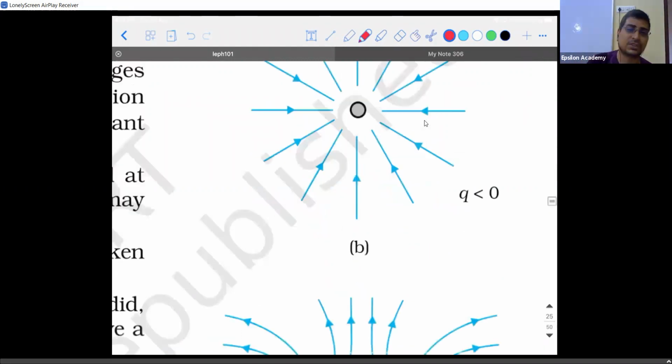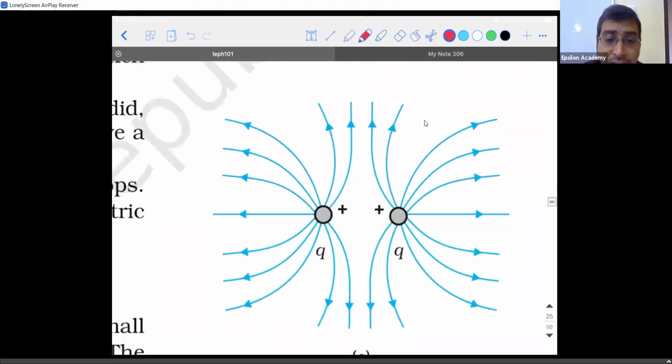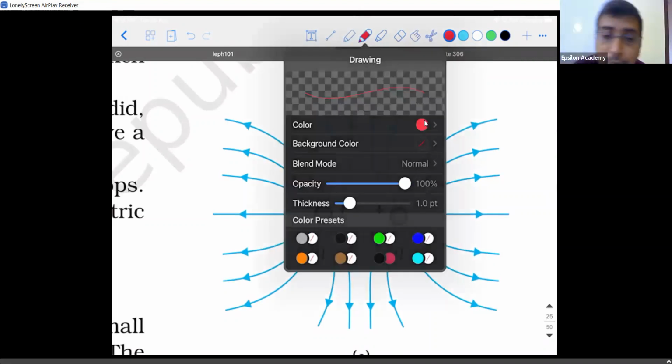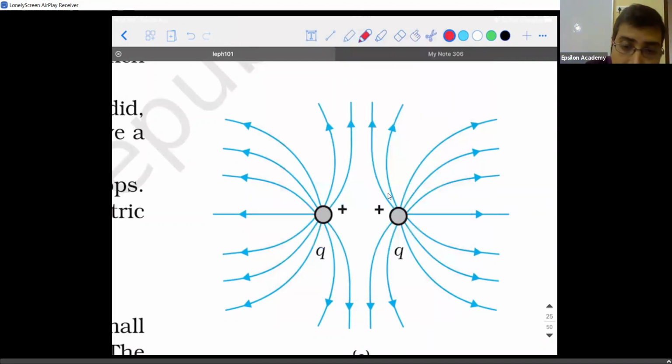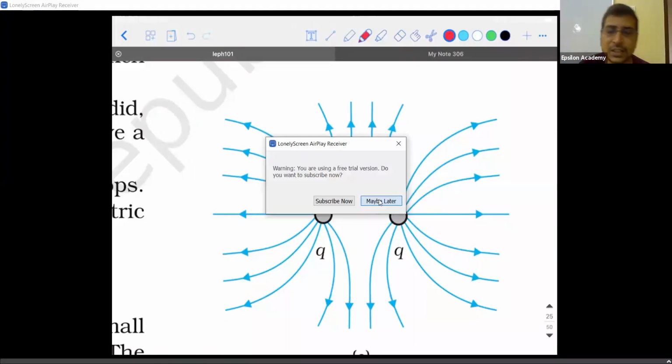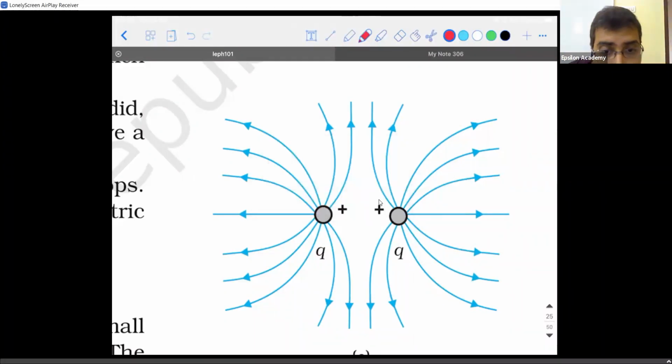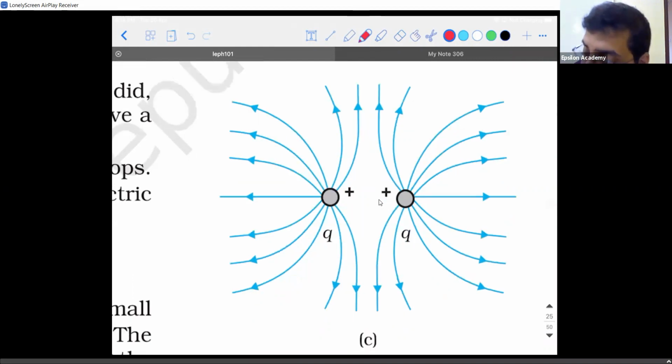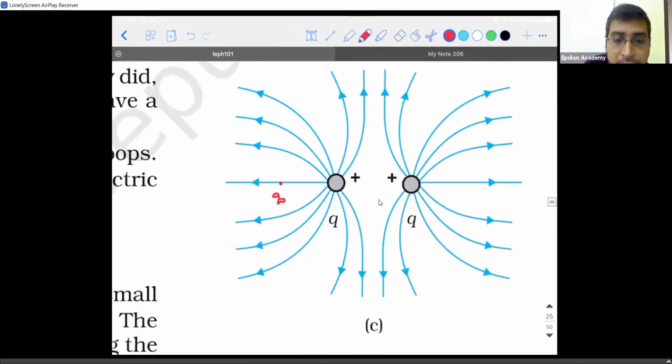Now comes the next question. What will happen when you have a system of positive and positive charge, or a system of negative and negative charge? To put it more precisely, when you have a system of like charges, then how are the field lines going to be? So for that, if you place a test charge here, this test charge, due to this positive charge, will experience a force in the outward direction.